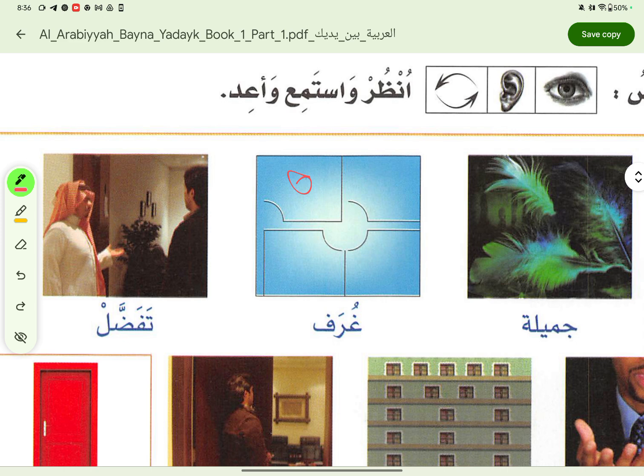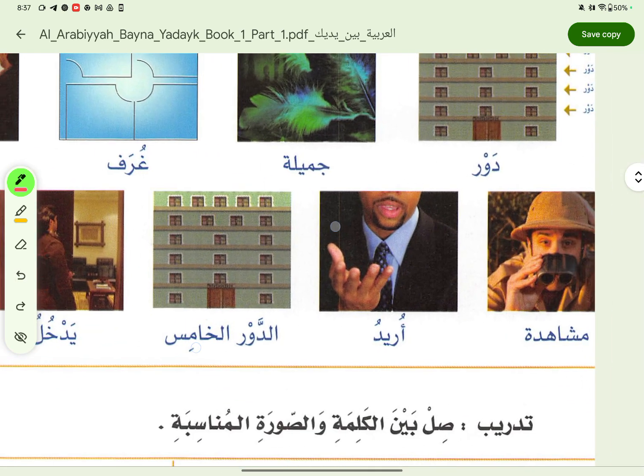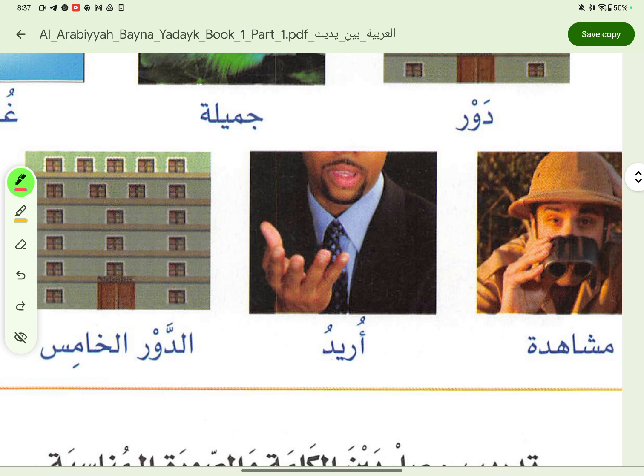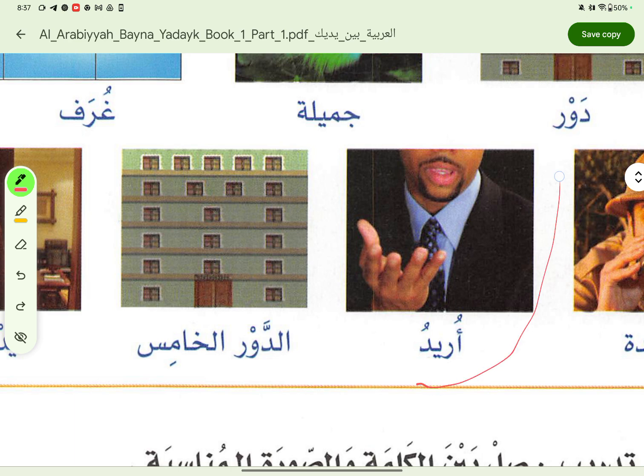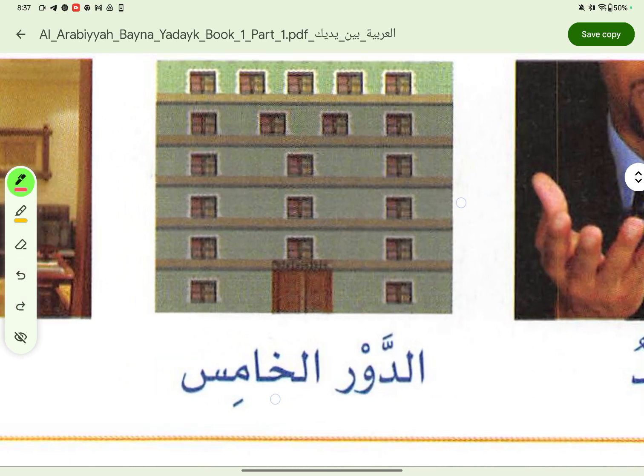Then we have tafaddal, which is to say go ahead or come with me or stuff like that, right? Just like the brother was asking my question, I said tafaddal. It's a nice way to say, you know, go ahead, no problem, or come with me. All right, mushahada. Mushahada is to view something, to watch something, right? To view or to watch something. Uridu, you have this guy here basically putting his hand out, saying he wants something or he desires something, like I want you to do something, uridu.